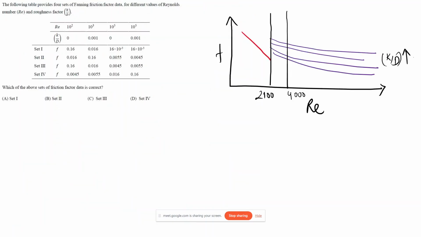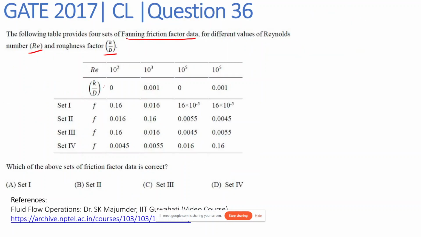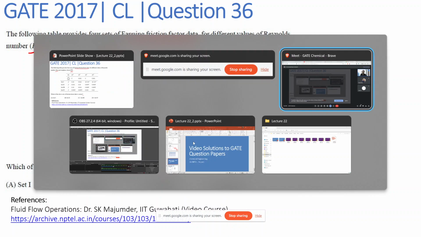Similarly, let's take a look at a few more questions related to the Fanning friction factor. So this is question number 36 from GATE 2017. The question is, the following table provides 4 sets of Fanning friction factor data for different values of Reynolds number Re and roughness factor k by D. Which of the above sets of friction factor data is correct? So we will take a look at the video solution again.